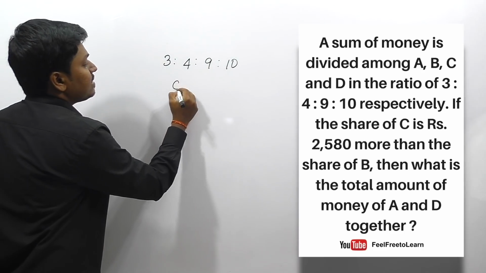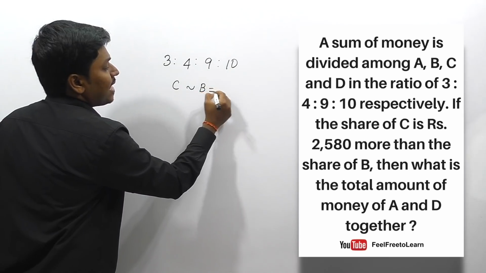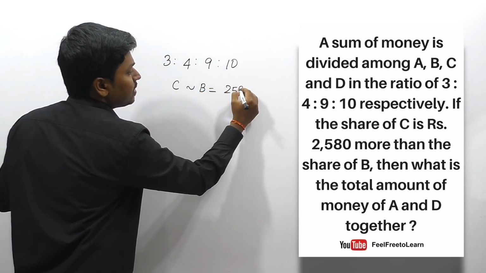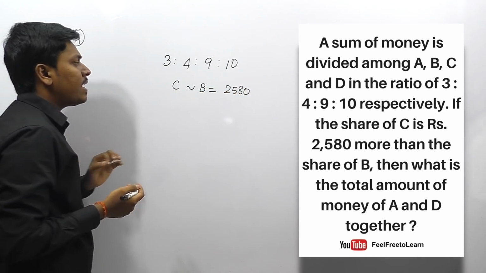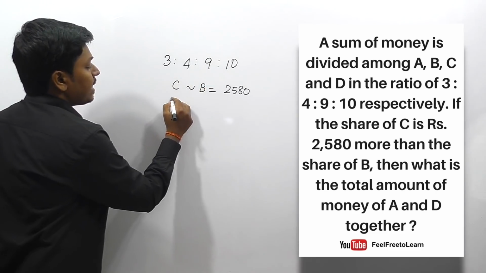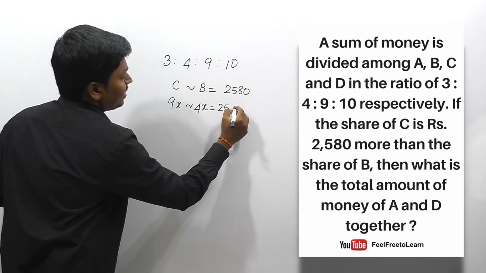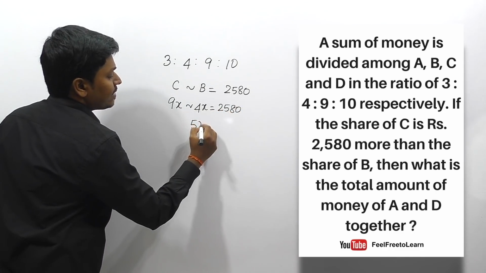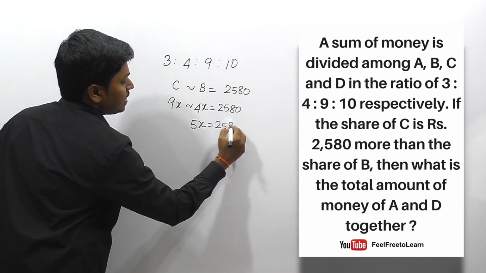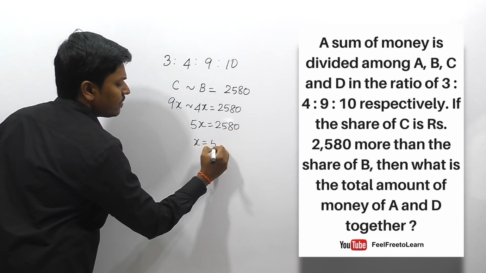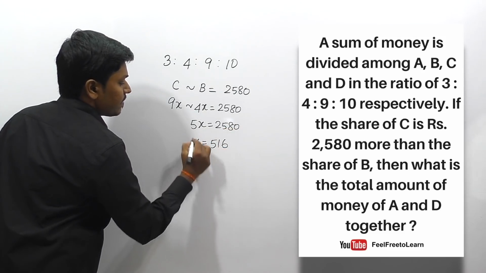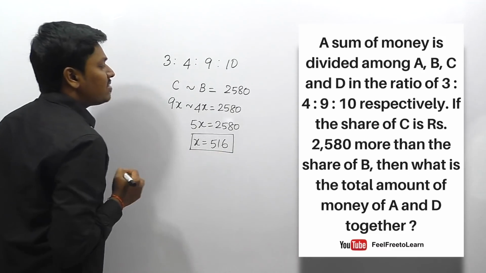So we can definitely say that the difference in share amount of C and B will be 2580. We know that C will be 9x and B will be 4x. So the difference will be 2580. So finally 5x is equal to 2580. So x is equal to 516. So finally we can say that x is equal to 516.